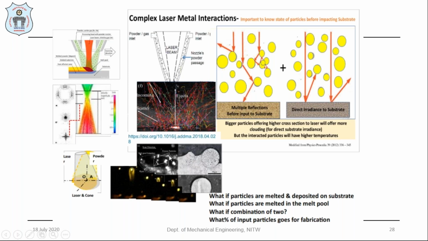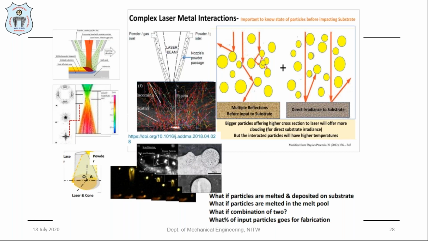And some powder particles will be partially melted, and what happens if partially melted powder particles are deposited on the surface? And whether particles are melted in the molten pool, whether it is melted in the air, in flight mode, or melted on the substrate, and the combination of both. And what is the percentage of input particles going into the fabrication, meaning the efficiency of the powder particle melting, that is very much important.